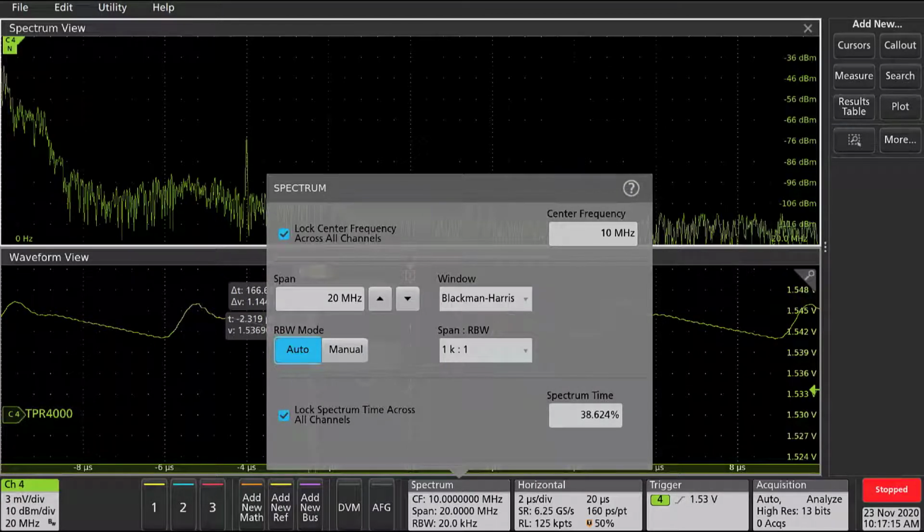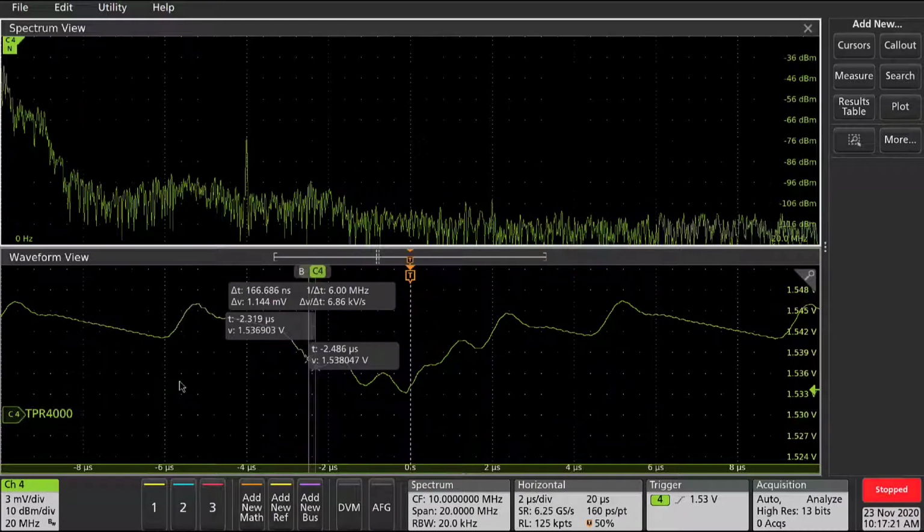So currently you'll see it's set at 20 kilohertz, which is a fairly narrow RBW for this particular setting, and that again goes back to the independent controls that we develop within the actual ASIC of the oscilloscope. So we have true independent operation between the time and frequency domain controls here of the analysis.